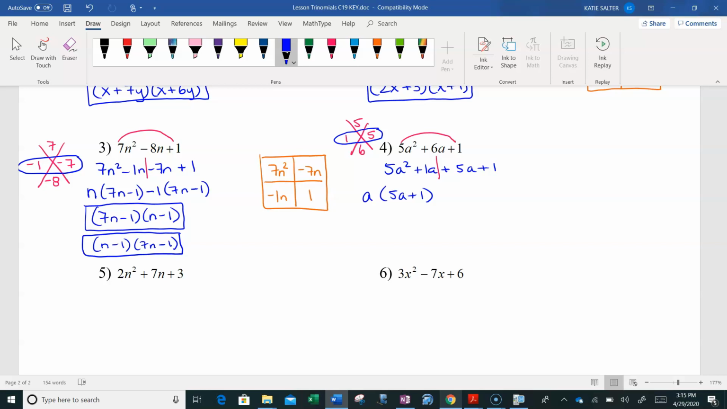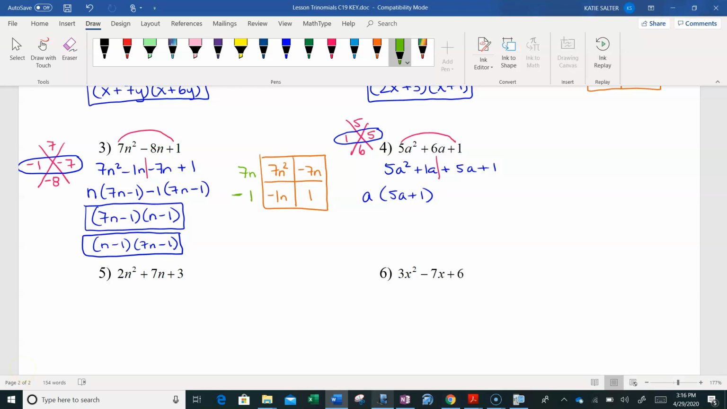Now, if you're liking the box method better than the grouping method, let me point something out here. When we go to this first row and we say, what does 7n squared minus 7n have in common? We should see that that would be 7n. When you go to the next row, anytime the first term is negative, you have to factor out a negative. That's the key. If the first box you get to is negative, you have to factor out a negative. And then what is the only thing that negative 1n and 1 have in common?